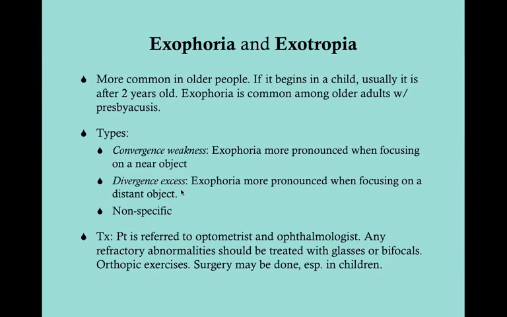Divergence excess is where the exophoria or exotropia is more pronounced when focusing on a distant object. If you have a lateral rectus muscle that's too strong, getting too much tonic innervation, when you diverge your eyes to look at a distant object, the eye that's getting too much innervation is going to diverge too much, and that's going to cause an exophoria or exotropia.